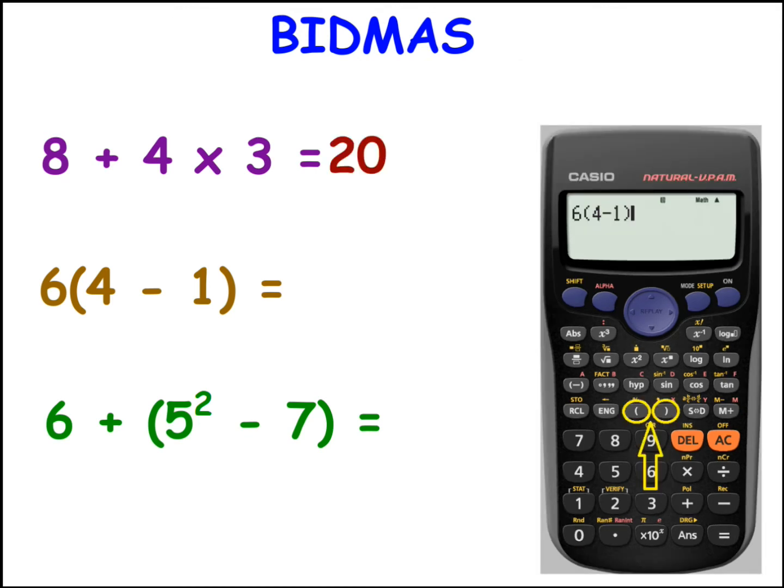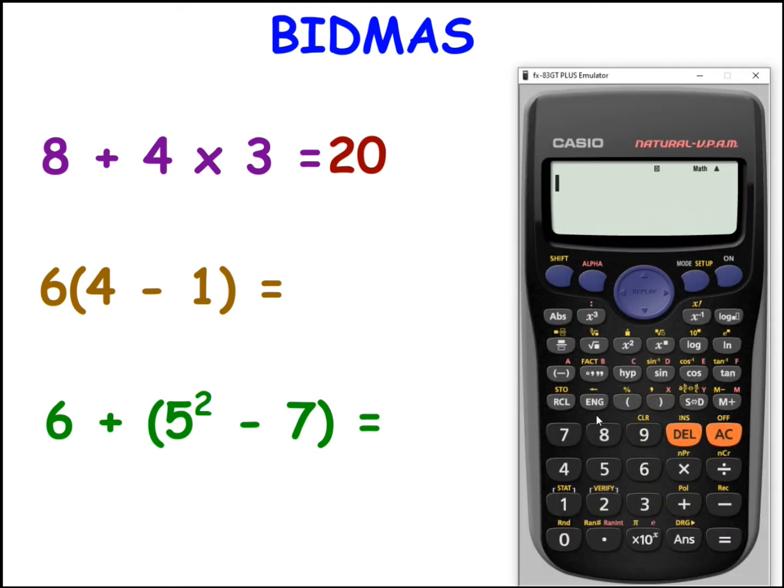Another thing we came across when we were doing BIDMAS were brackets, and we learnt that manually when 6 was next to a bracket that there was a multiplication between the 6 and the bracket that had been dropped for shorthand. Well, when you do brackets on the calculator, and these are the brackets that we're talking about here, the calculator will automatically recognize that when a 6 is next to a bracket, it needs to be multiplied.